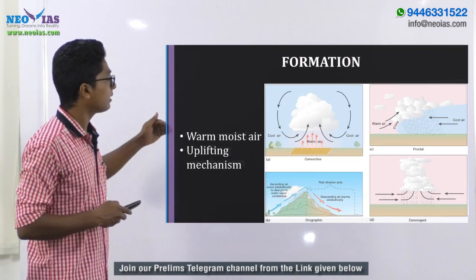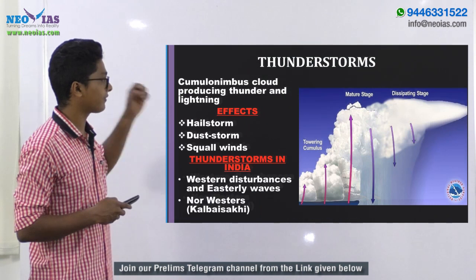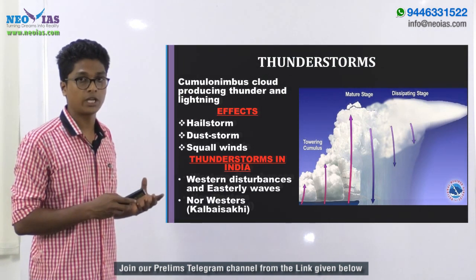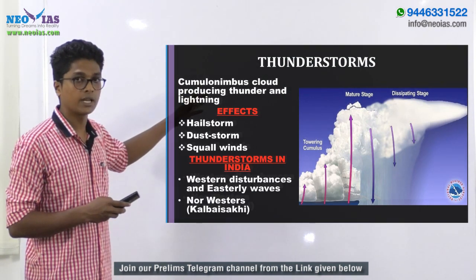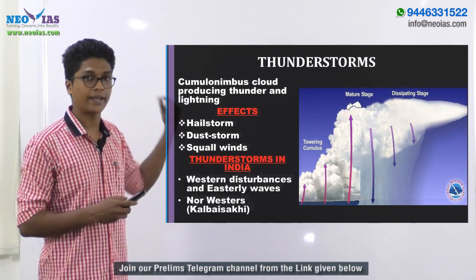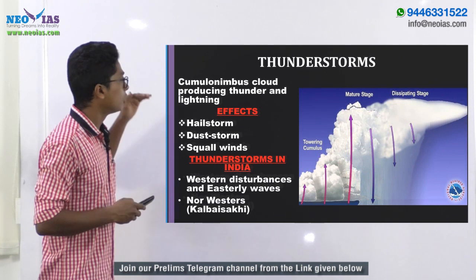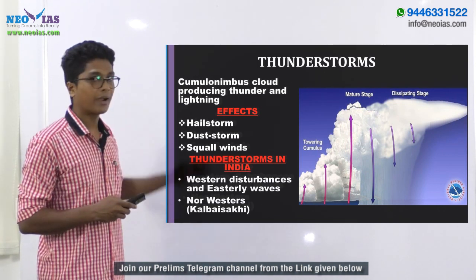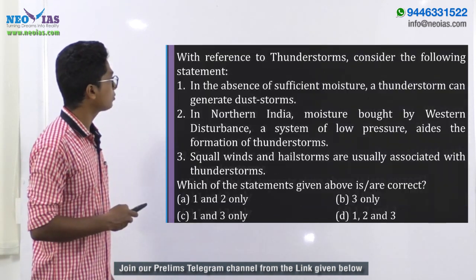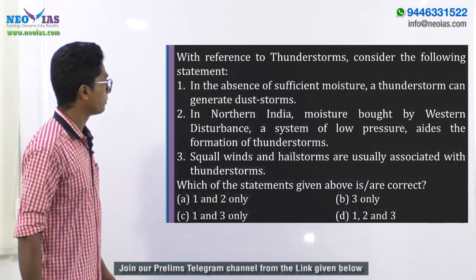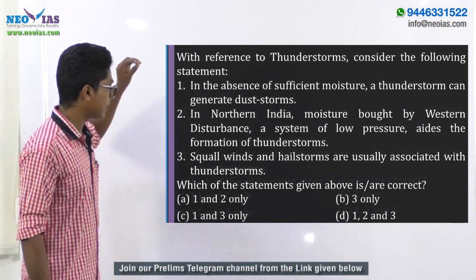So the recent thunderstorms which caused huge destruction in India, especially in northern India, were attributed to this moisture carried by the western disturbance as well as the easterly waves. So these are the things you have to keep in mind regarding thunderstorms. Now let's go back to the question and solve the prelims model question. This is a 3-statement question.